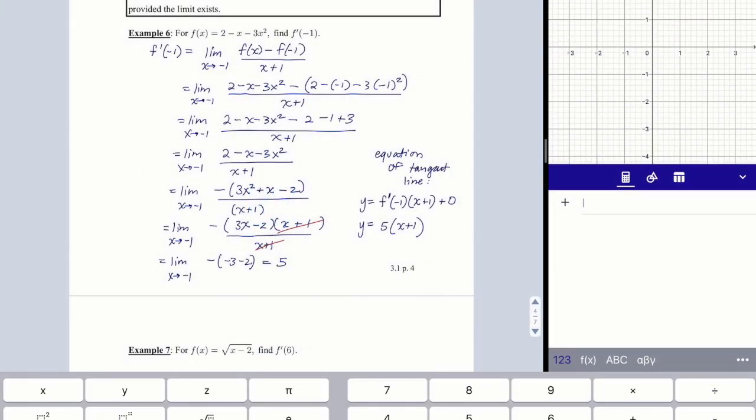So now we have 2 minus x minus 3x squared. So there's our parabola, and we want 5 times x plus 1. And that looks good. We've got a tangent at the point negative 1, 0. Looks like slope 5, looks like it's probably just right. Perfect.